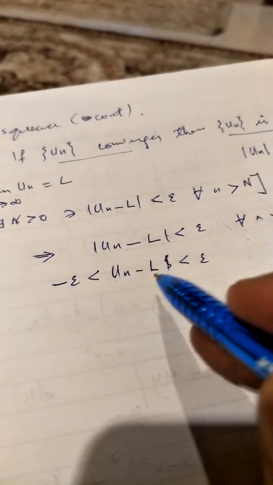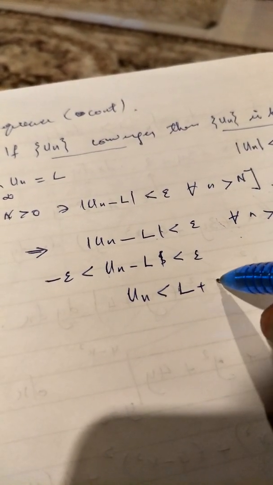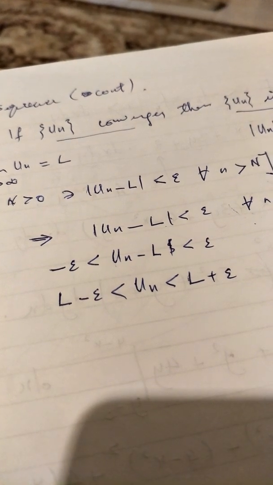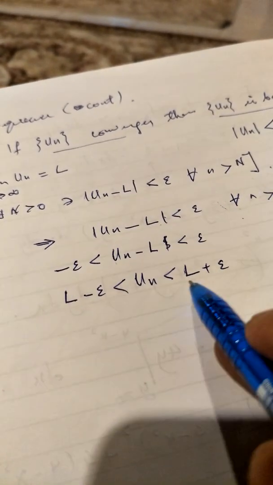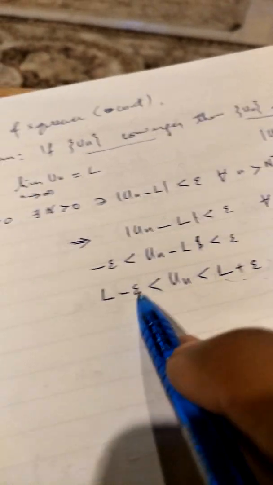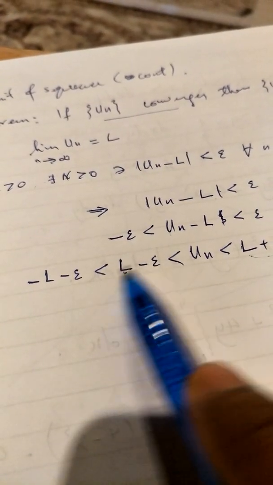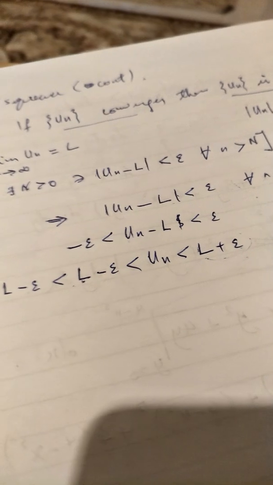That's true. Then you can bring the L to the left and right, so we have un less than L plus epsilon and greater than L minus epsilon. If you take the right hand side, we have no problem with this. On the left hand side, L is some number, you put a negative to it, it's getting smaller. This inequality is true. So why do we do this? Because we want to take the absolute value of un.